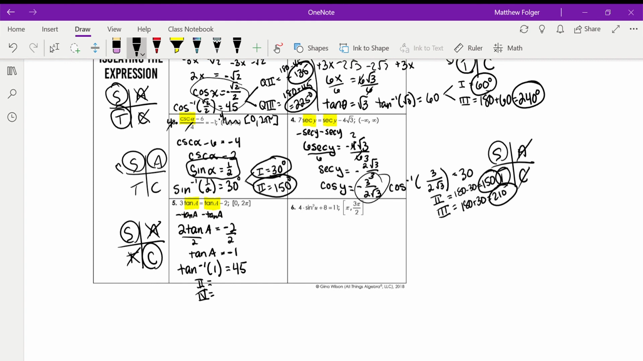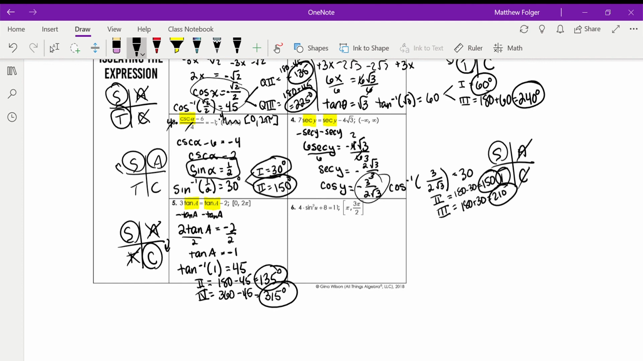So in 2 is 180 minus 45, which is 135. And then 4, we actually haven't done 4 yet, is 360 minus 45. You always move it from whatever's on the x-axis. 360 minus 45 is 315. So there's my 2 answers.